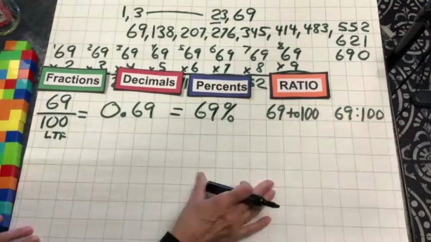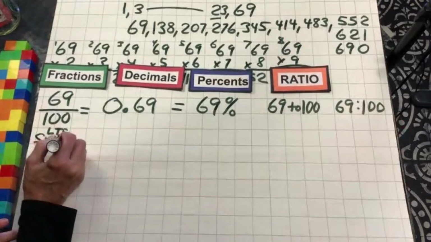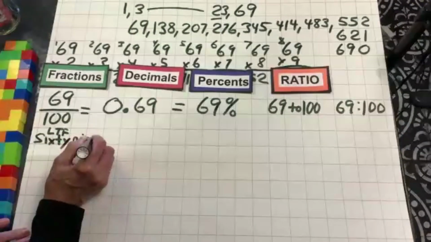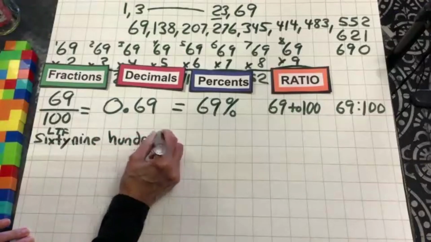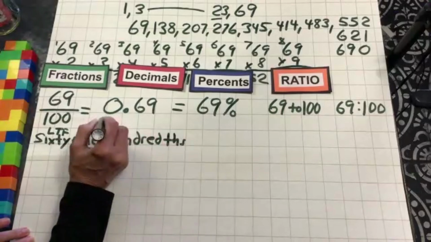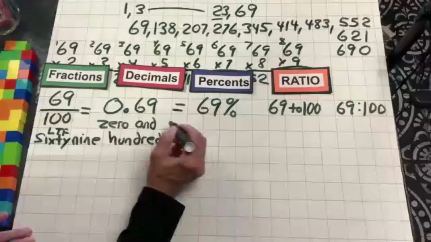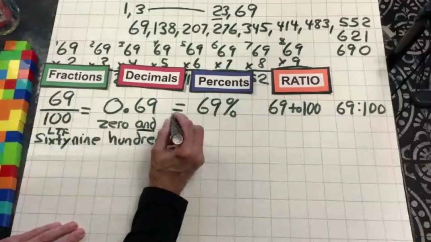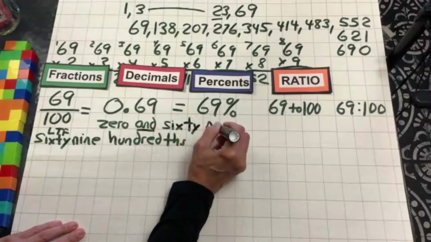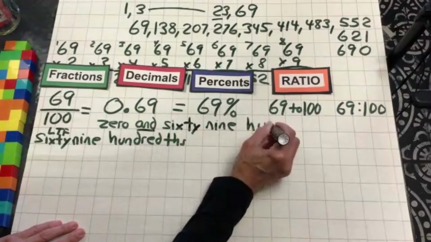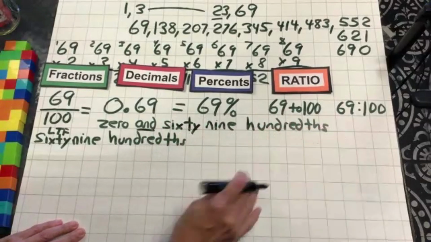69:100. Let's write this out in words. So this would be 69 hundredths. And our decimal would be 0. And whenever we see and, we know they're talking decimals. And 69 hundredths. Because that's the place value we're ending our number.